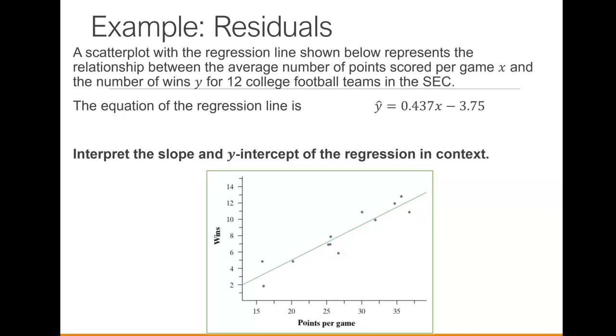So if the slope is 4.37, slopes are rate, right? What would the rate on that be if the y is wins and the x is the number of points? What would the unit for 4.37 have to be if y is number of wins and x is the points scored?